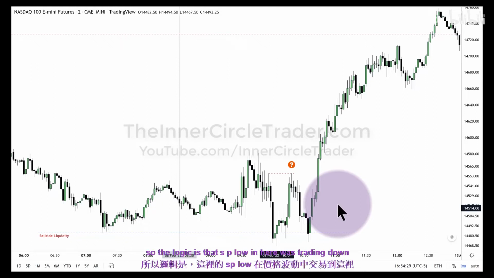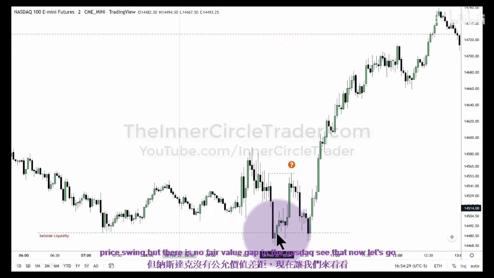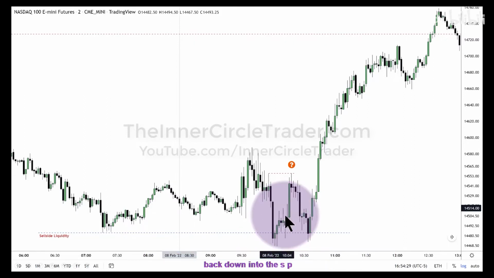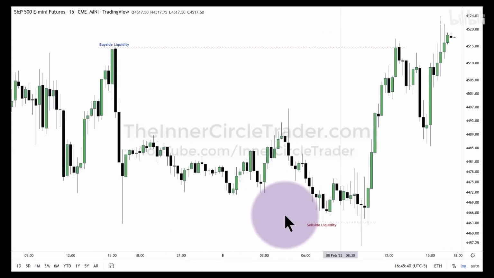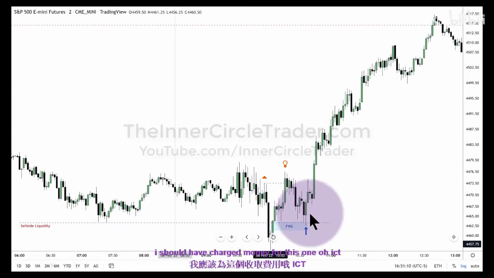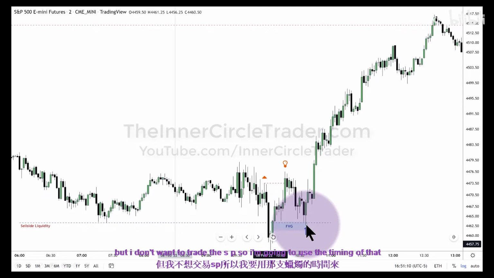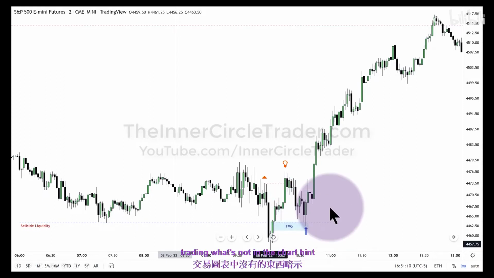So the logic is that the S&P low in here was trading down into an old fair value gap over here in its price swing. But there is no fair value gap in the NASDAQ. See that? Now let's go back down into the S&P. Even my own paid memberships are learning something tonight. I should have charged money for this one. OICT. Fair value gap. Trade down into it there. That's a long for S&P. But I don't want to trade the S&P. So I'm going to use the timing of that candle for my long entry on NASDAQ. Trading what's not in the chart.